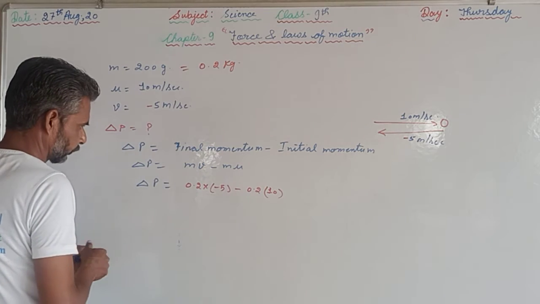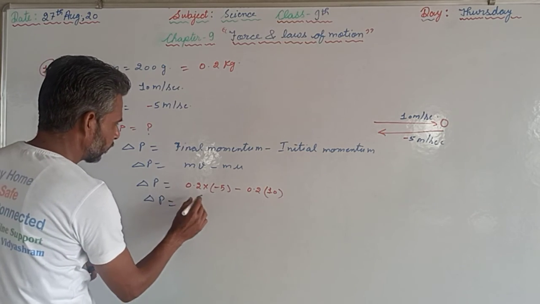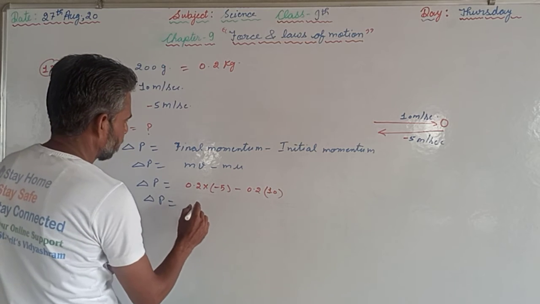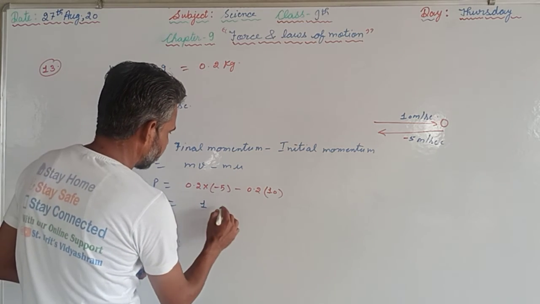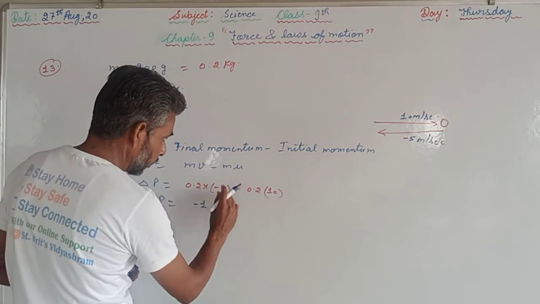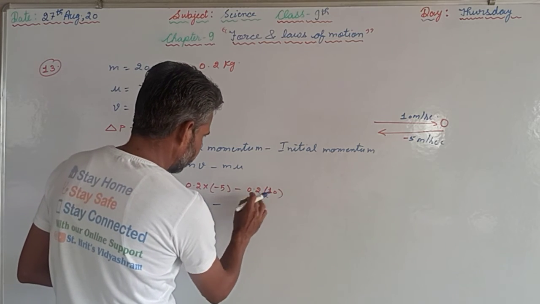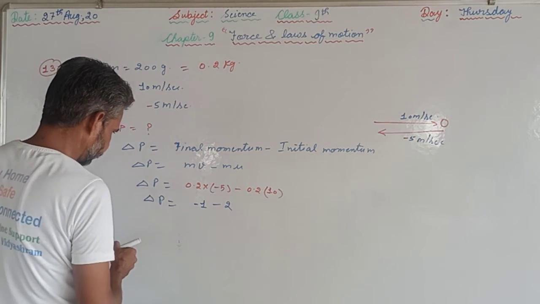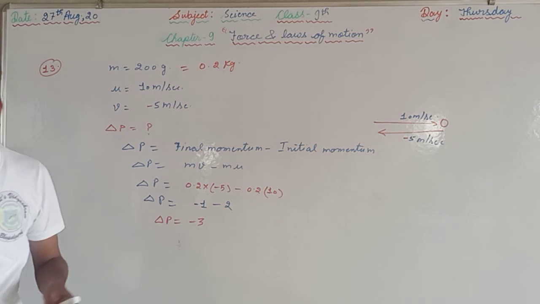So that will be delta P will be, 2 5s are 10, that will be minus 1, and that will be minus 10 to 2, and delta P will be minus 3.